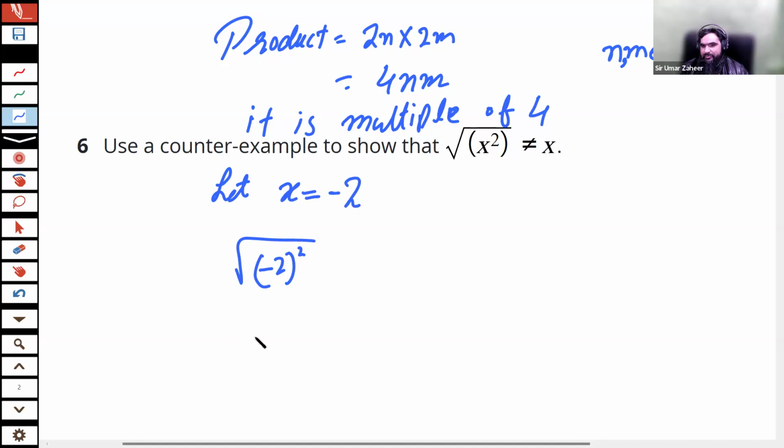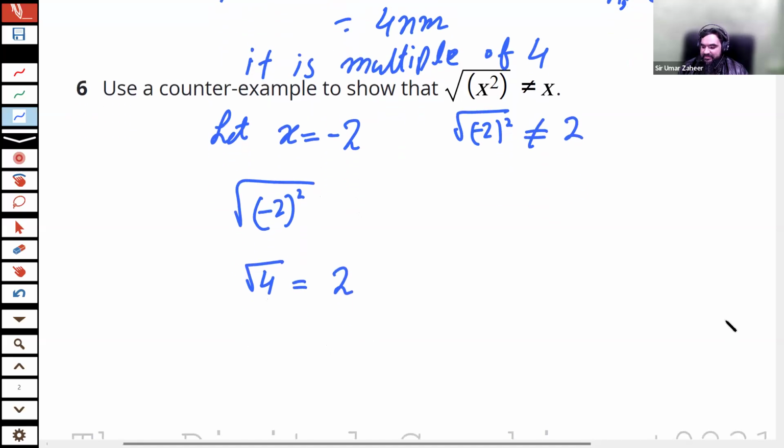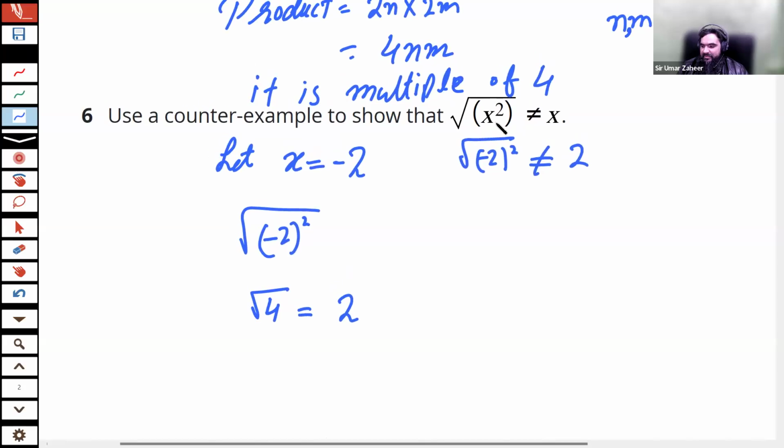If you have to take the root of minus 2 squared, that will become the root of 4, and the answer of the root of 4 is 2. Look here, we have to take minus 2 squared, and the answer is going to become 2, and that is not equal to minus 2. So this is the counterexample showing that in general, the root of x squared is equal to x is not true.